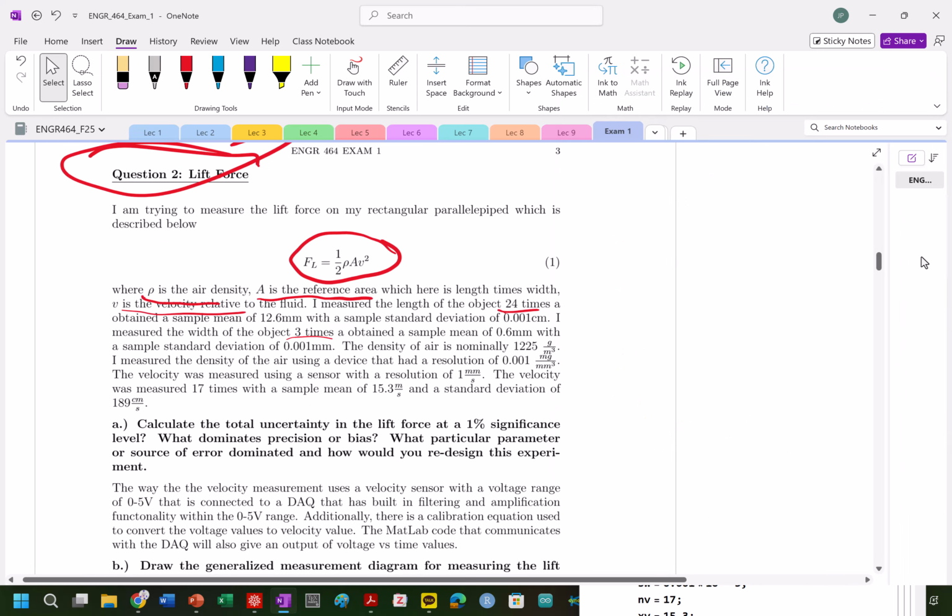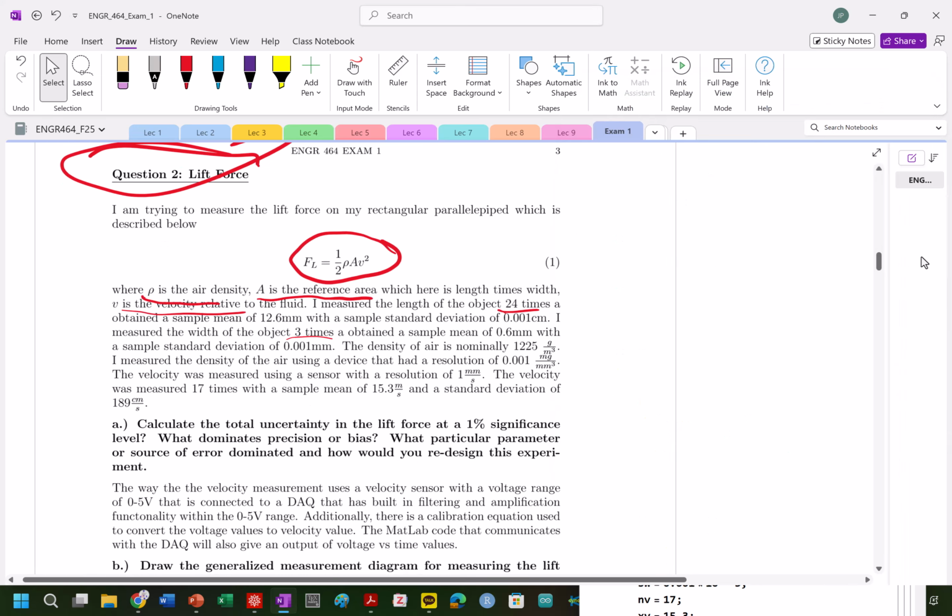Ooh, I may need to change this. Let's just do this for velocity. So I'm going to say that's velocity. I'm going to have to change that in just a second. So our measurand is velocity.